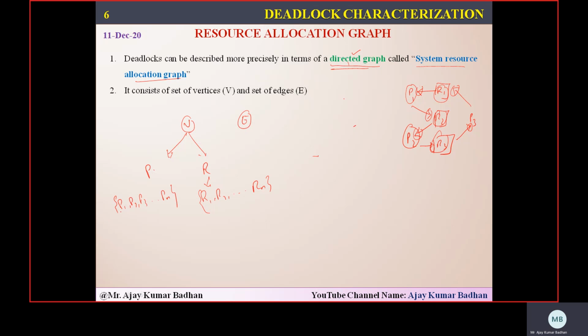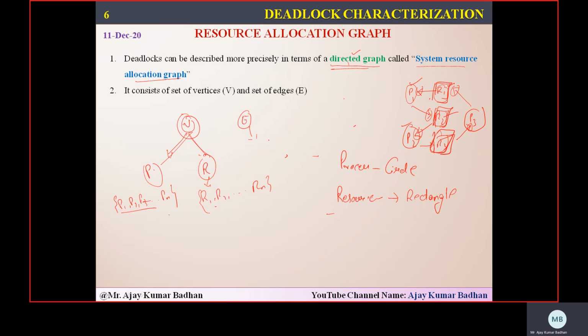Now, since we are representing vertices in two forms, definitely there should be some difference between a process and a resource. That's the reason we are representing a process using a circle, and we are representing the resource using a rectangle. You can see the processes, whatever I'm showing you here, P1, P2, P3, I have represented using a circle. But the resources I'm using a rectangle to represent. So that's how we classify these vertices.